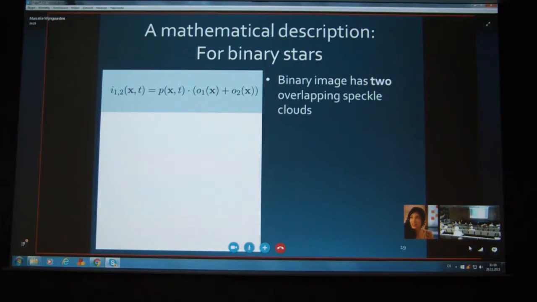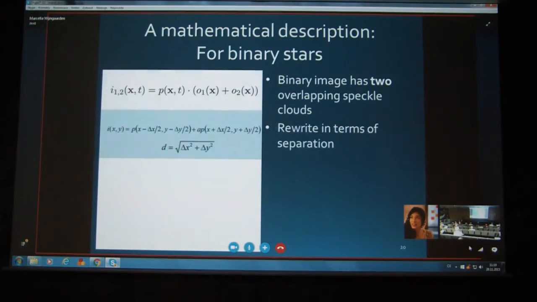So first, it's important to realize that for a binary image, there are actually two overlapping object functions that we want to have information about, as you can see on the left. So it's the same function as before, but you now have two object functions. So you actually have two overlapping speckle clouds in your image. The second step is to rewrite these functions in terms of the separation between the object functions in pixel space, as is again shown on the left.